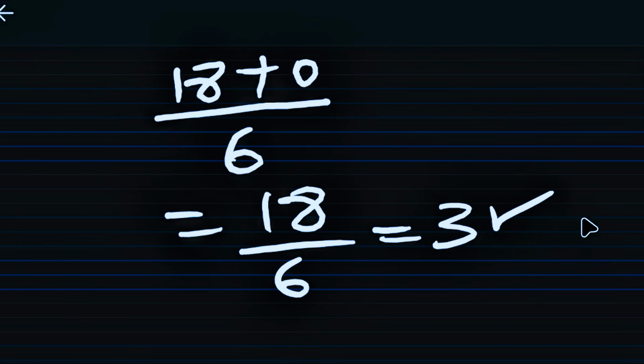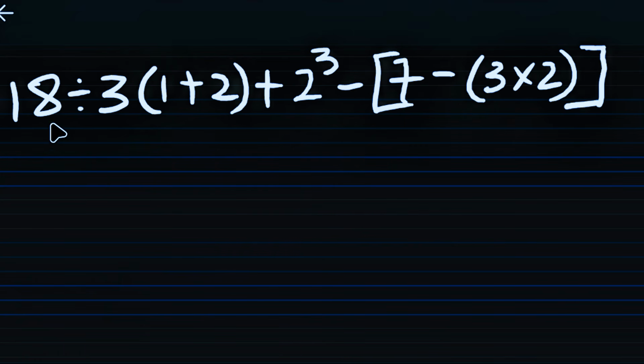Now let's look into one more question together. In this given expression, 18 divided by 3, in parentheses 1 plus 2, then plus 2 cube, minus, in square brackets, 7 minus, in parentheses 3 multiplied by 2. Most people got this particular expression wrong. Let's solve this, and the only way we can solve this is to use the order of operation.